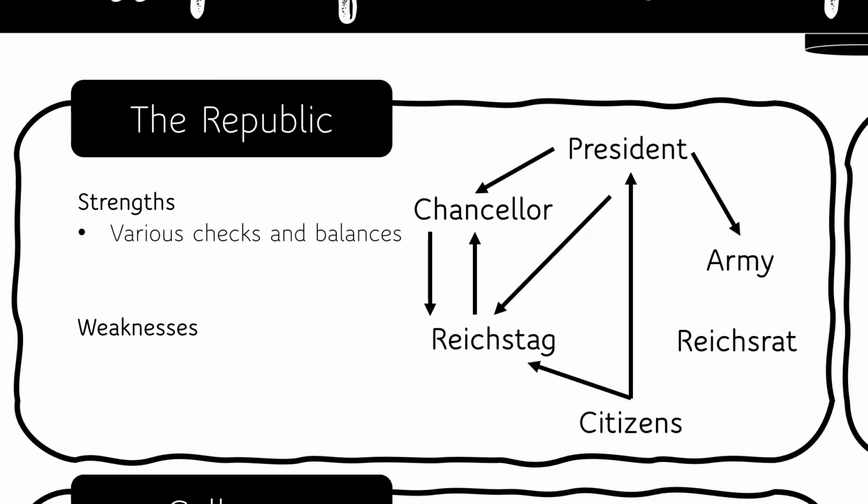Secondly, it was without a doubt extremely democratic. German citizens could all vote for their representatives at various levels. Now, this was a far cry from the autocratic regime that had existed under the Kaiser, and was even more democratic than other Western democracies at the time.